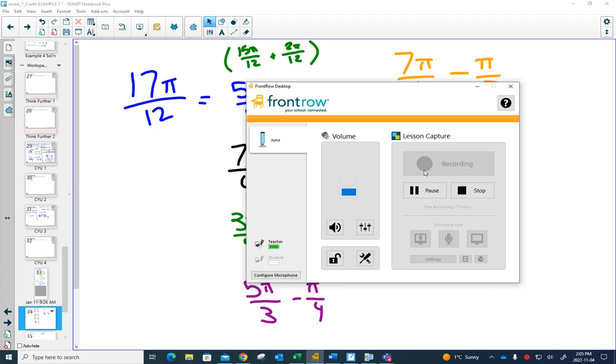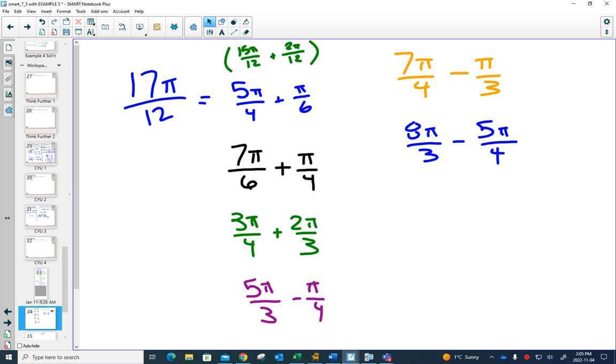This would be 2 pi over 3 plus 3 pi over 4. Okay, we're going again. This one? This green one? Yeah, you're right. It works. 2 pi over 3 plus 3 pi over 4.